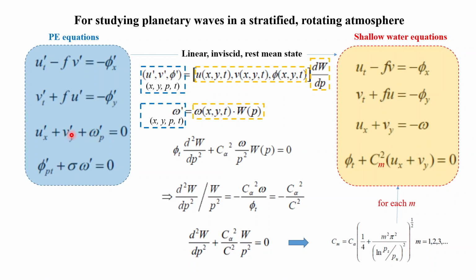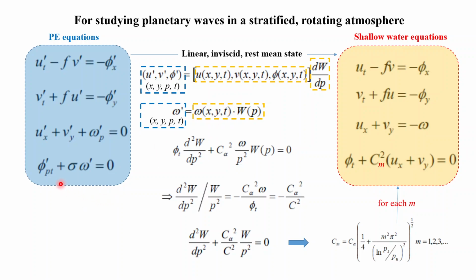So for the horizontal momentum equation, for the horizontal winds, the vertical structure has a derivative, balanced with the vertical derivative of omega. So that's the reason you want to express the vertical dependence part by W and the dW dP for the u, v, and omega.